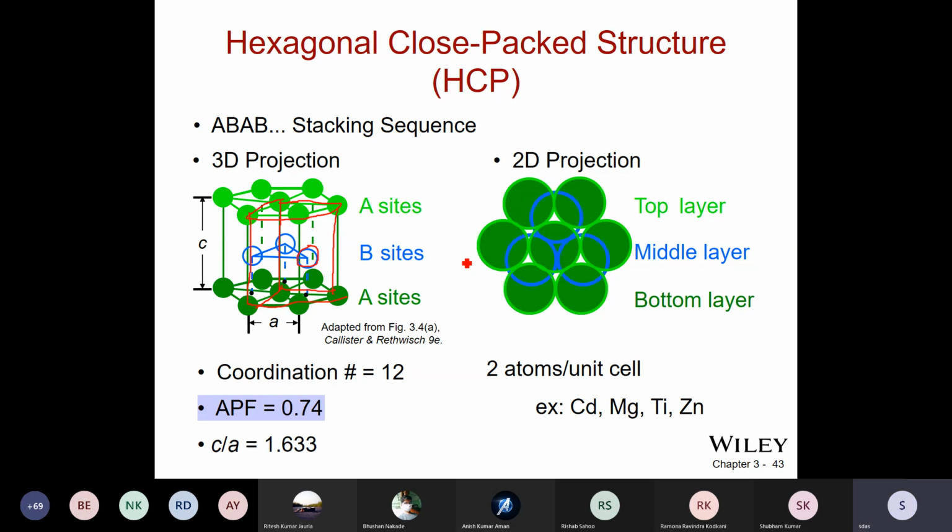You also calculate its atomic packing factor, 0.74, assuming the C by A ratio. C is the vertical axis, A is the other two basal axes. For ideal packing, it will be 1.633. Show me that for ideal packing, the C by A ratio should be 1.633. It is simple geometry. Considering that geometry, you will find the atomic packing factor is 74%. Coordination number 12, you determined, and the number of atoms per unit cell is 2.